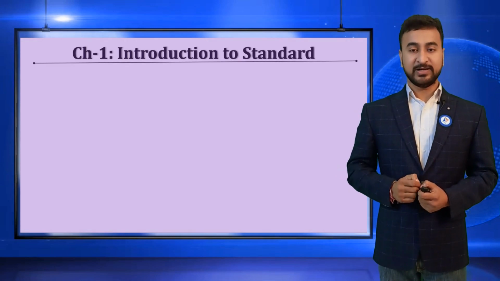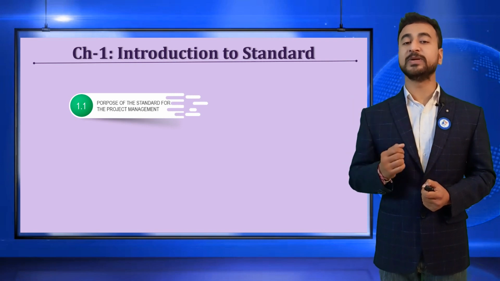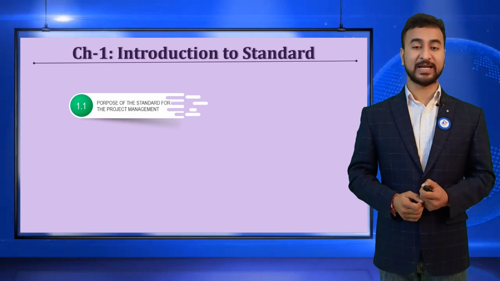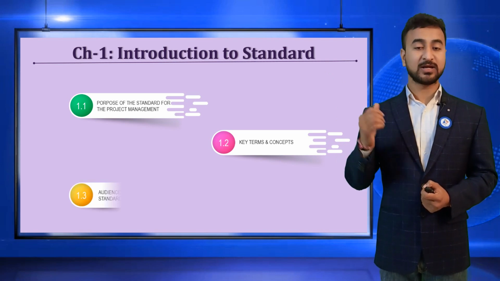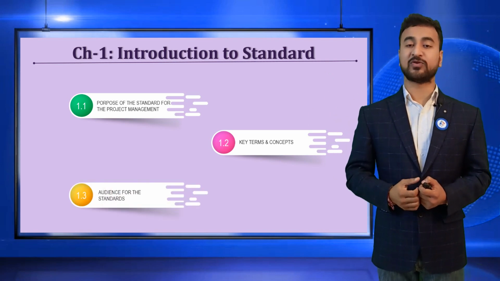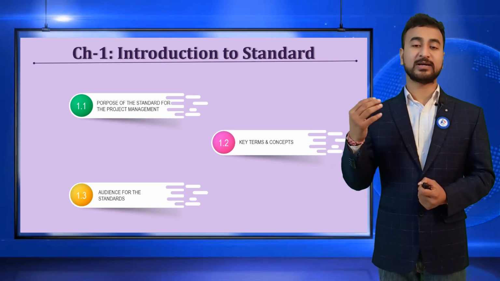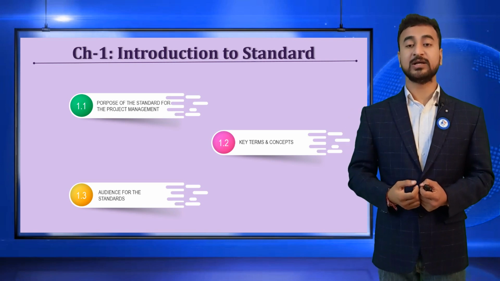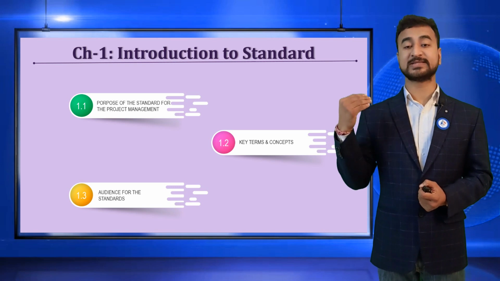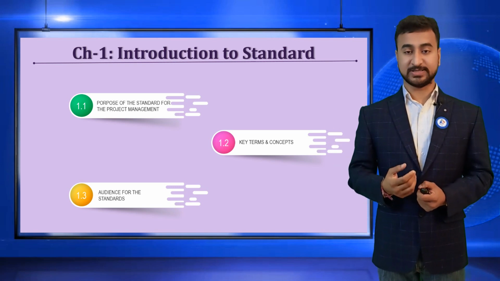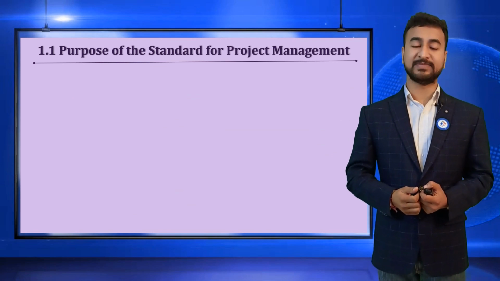So Chapter 1, the introduction of the standards, has three sections. First is the purpose of the project management standard. Second is the key terms and the concepts. And the third is the audience, who the audience for this standard is. In the purpose, we discuss how it is relevant for the standard. In the key terms and concepts, we discuss in detail the vocabulary, standard terms and the concepts, and the audience. Let's begin. So what is the purpose of the project management standard?